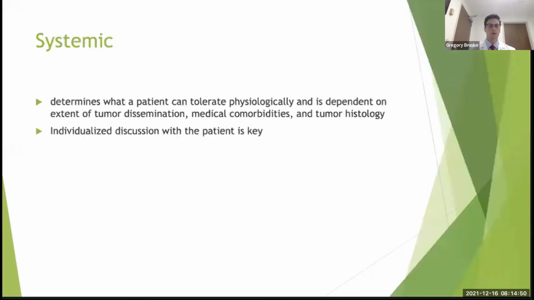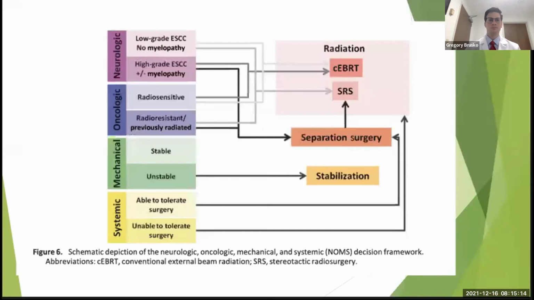And then the final component in the NOMS criteria is systemic treatment, and this ultimately determines what a patient can tolerate physiologically, dependent on the extent of tumor dissemination, any medical comorbidities that these patients may have, as well as the tumor histology itself. And ultimately, individualized discussion with the patient is key to determine exactly how aggressive they want to be in terms of treating their cancer.